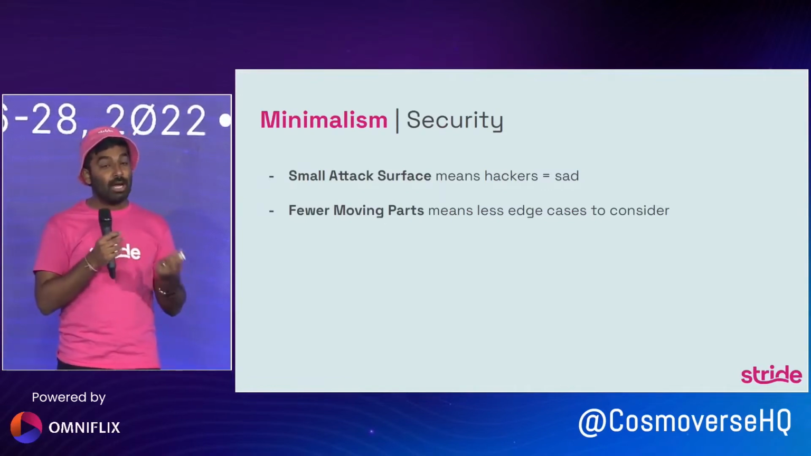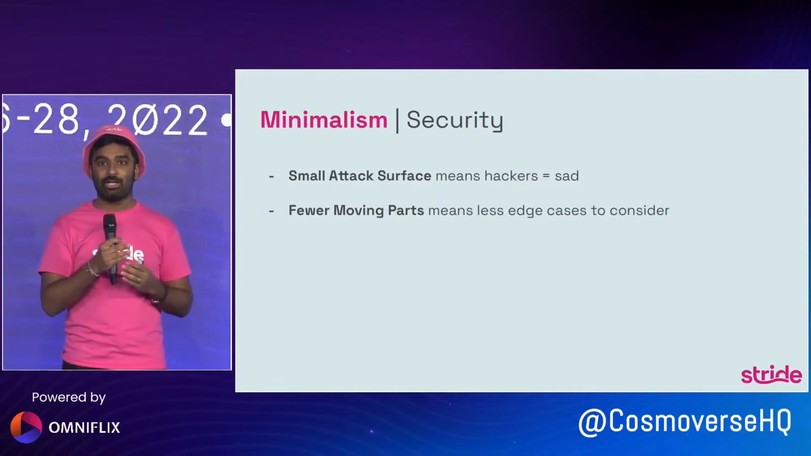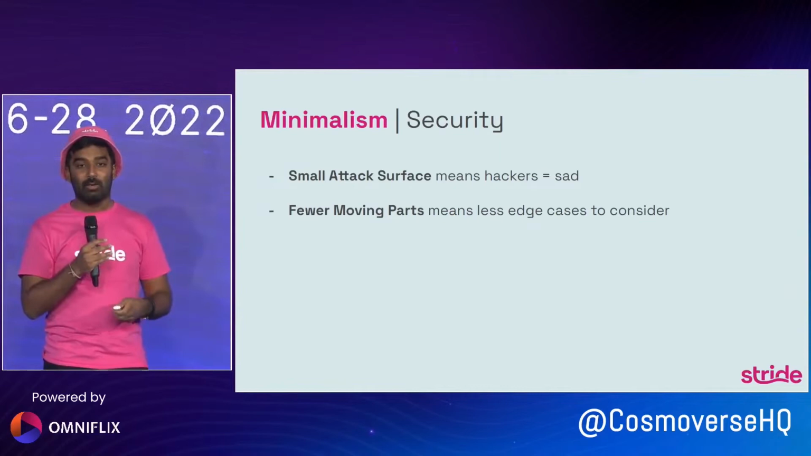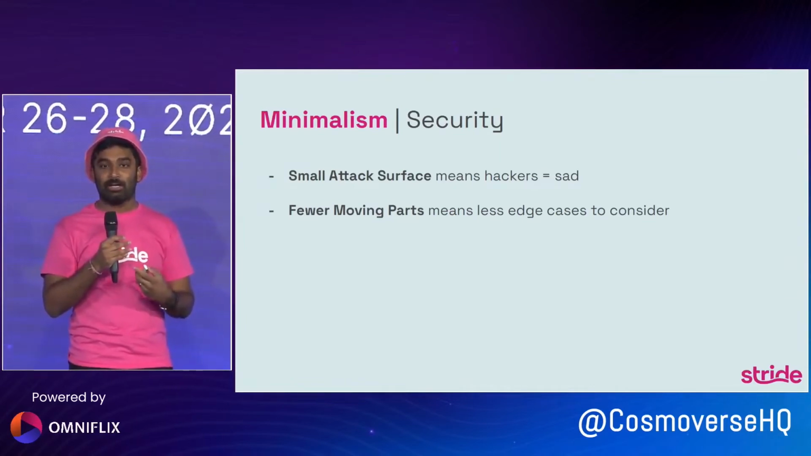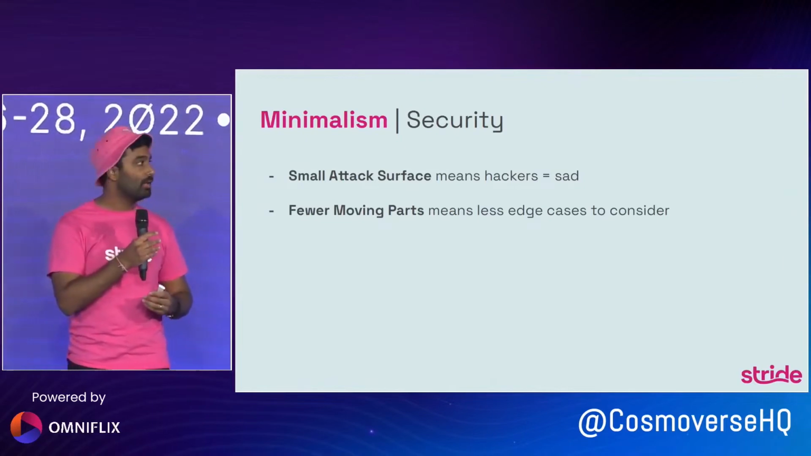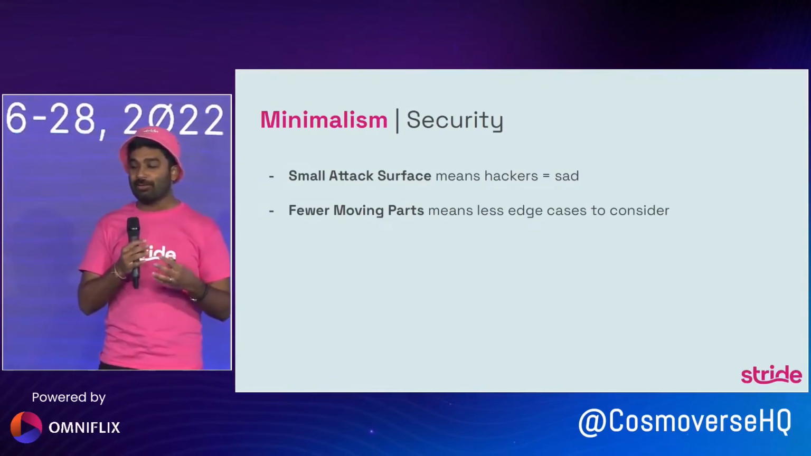For example, Stride doesn't enable CosmWasm on our chain. CosmWasm is a really cool, innovative technology, but given that we're really dedicated to being a liquid staking app chain, we don't need the functionality it provides, and as a result, there's fewer entry points for attackers. The next thing that we really care about on minimalism and security is that there's fewer moving parts.